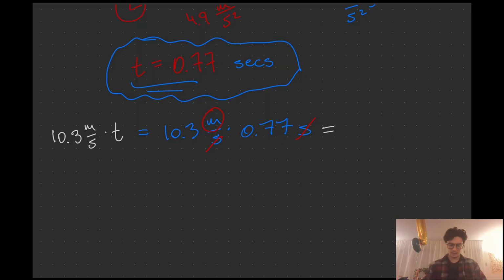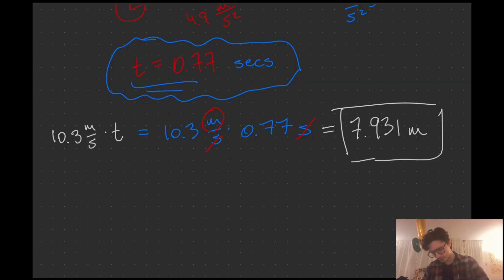And we can do 10.3 times 0.77. This gives us 7.931 meters, and I'm going to lock that in as the length in the horizontal direction the guy jumped in. But let's check his maximum height.